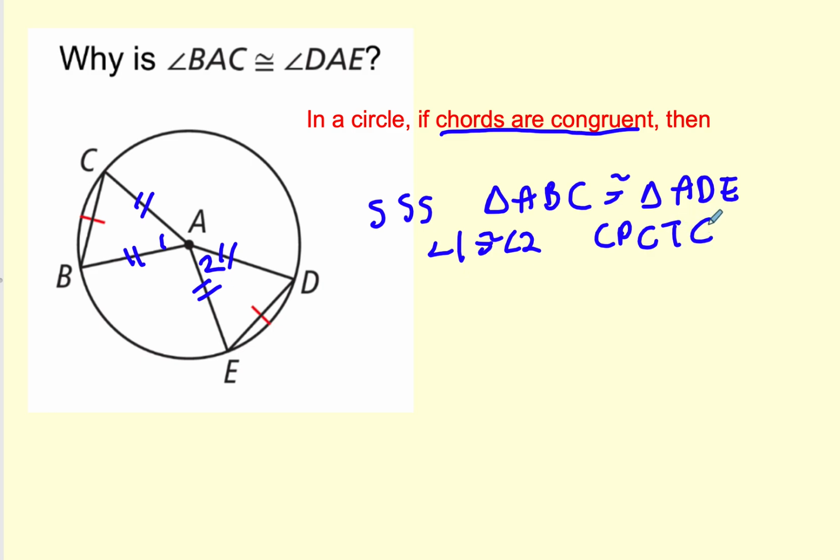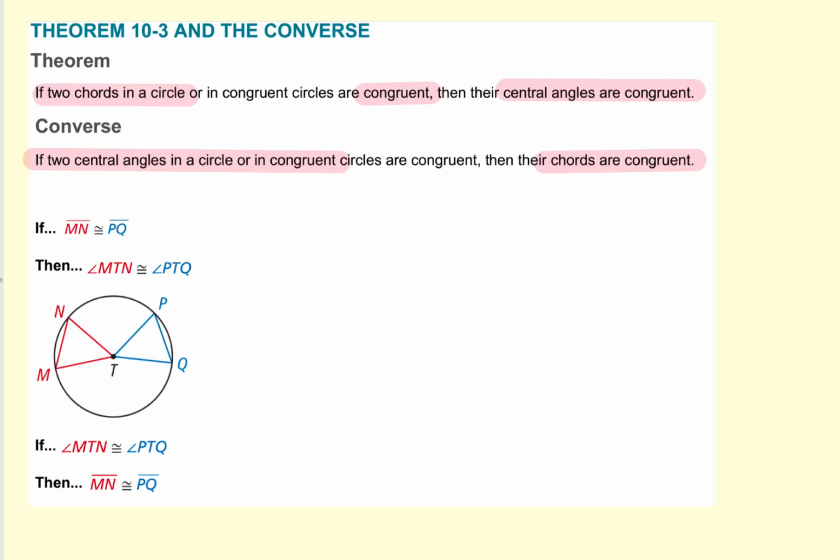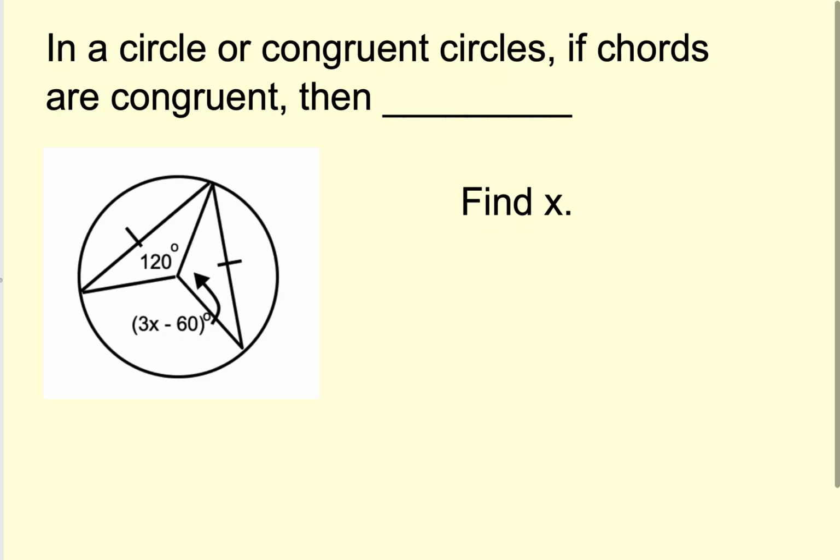So now we're seeing that when the chords are congruent, then the central angles are congruent. They have the same measure, so they'll be congruent to each other. And here's the theorem. So if chords are congruent, then central angles are congruent. If central angles are congruent, then the chords are congruent. It has all to do with congruent triangles. Let's take a look at doing this problem.